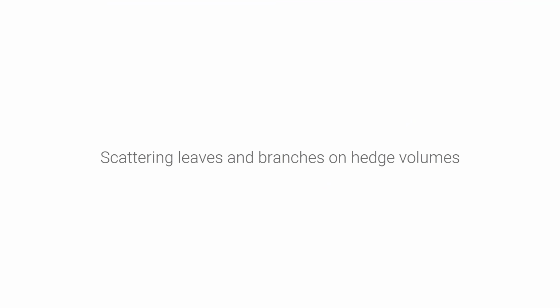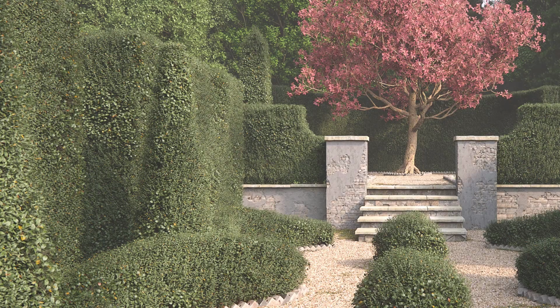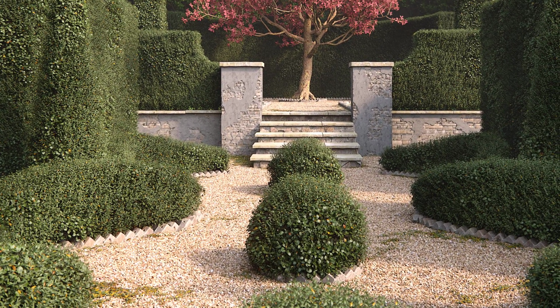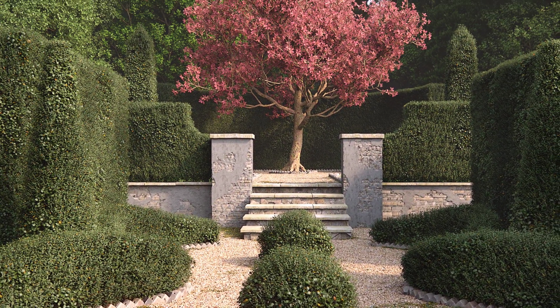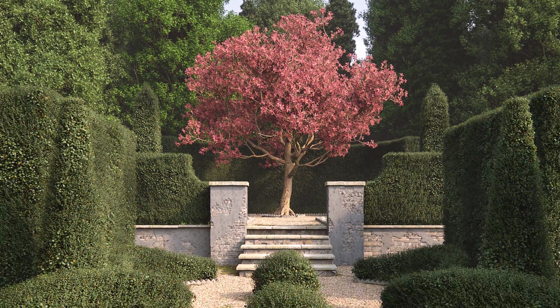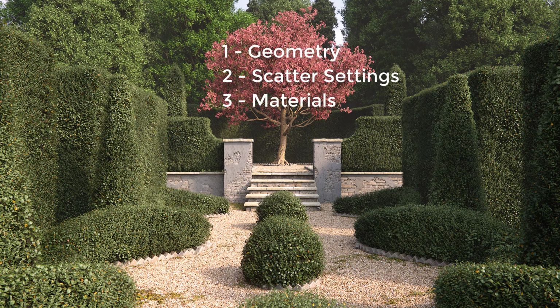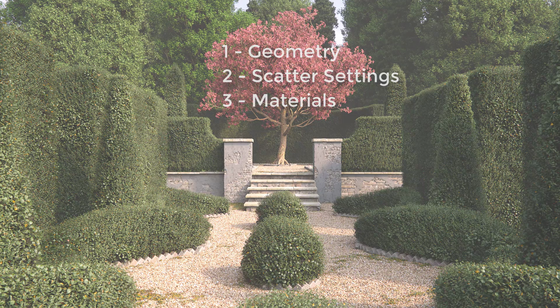In this part of the tutorial, we'll use our own volumes with Forest Pack to scatter leaves and branches on their surfaces. In this scene, for example, we have several hedge shapes. Some are simple rectangles, some are topiary balls, there's a curved hedge at the back here, and there's even some cones and obelisks. To create these hedges, there are three things that should be considered. Firstly, geometry, secondly, the scatter settings, and finally, the materials. Let's take a look at each in turn.